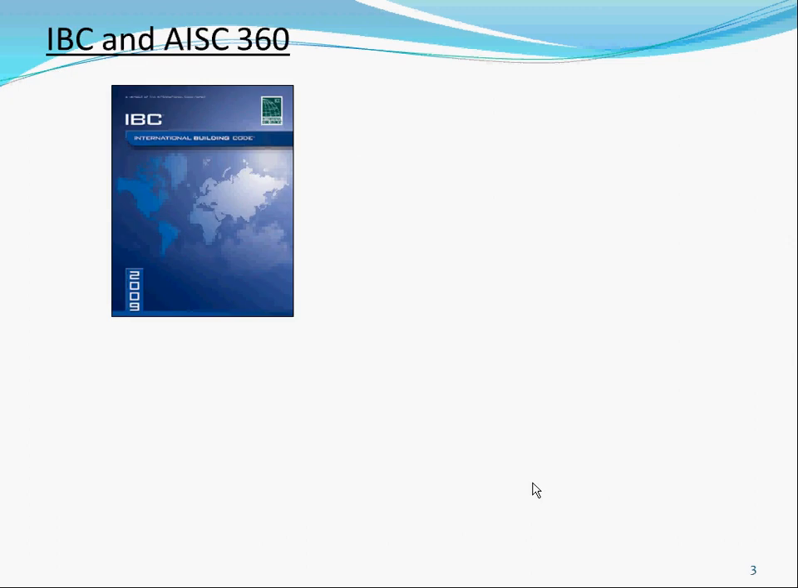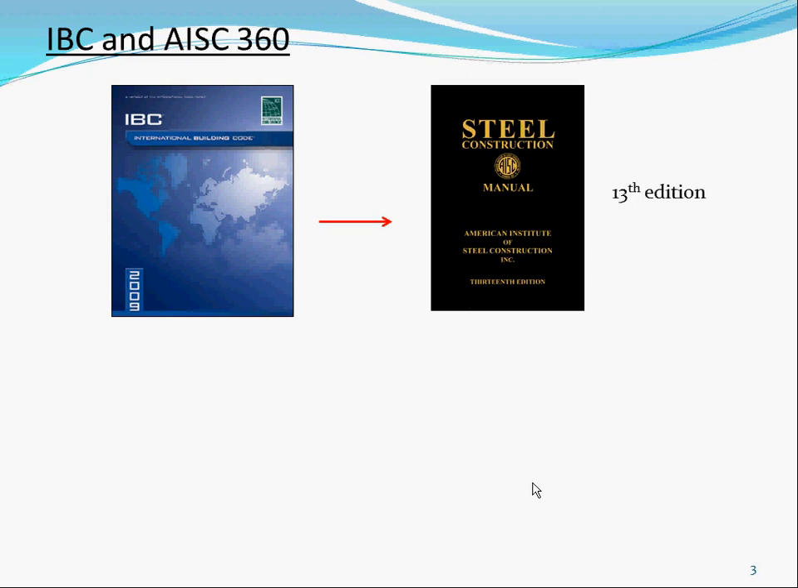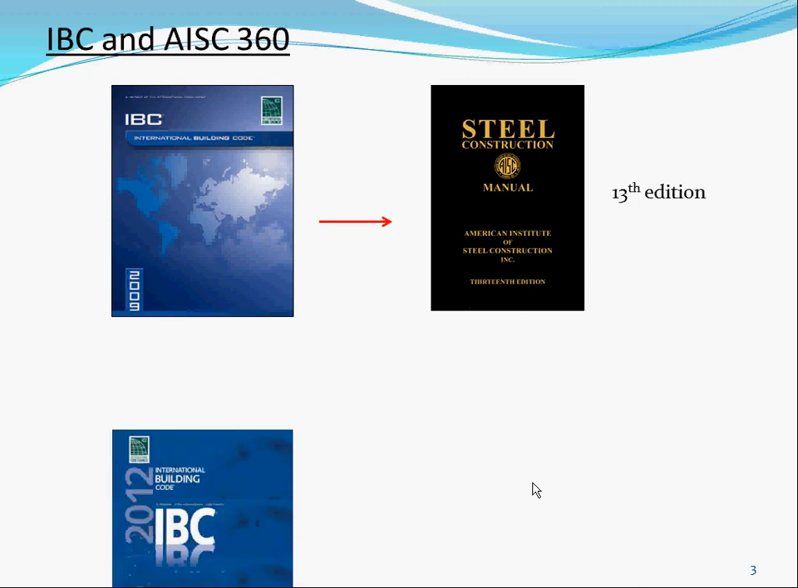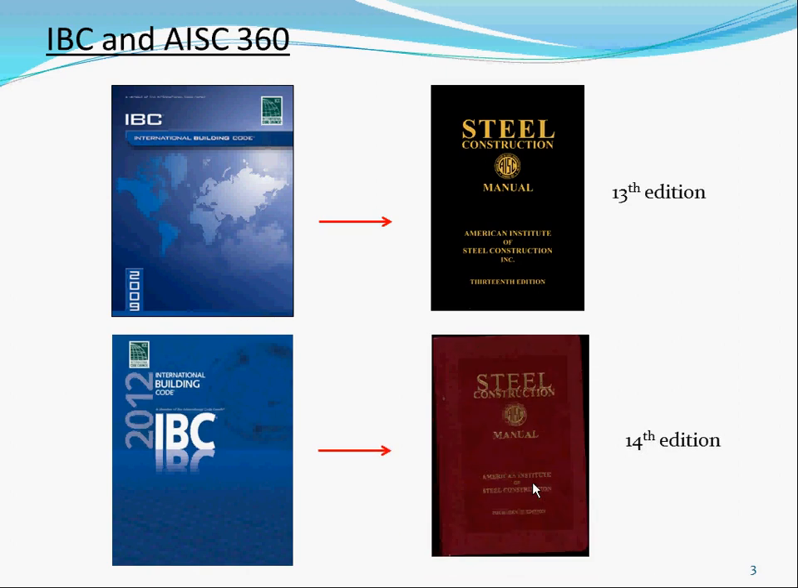Like I pointed out before, how the IBC and AISC 360 relate: the 2009 IBC references the 13th edition. The 2012 IBC references the 14th edition. So for those building jurisdictions that have not adopted the 2012, which a lot of them have not, they will be in the 13th edition. I believe California is starting to do the 2012 next year. So once they adopt it, the 14th edition comes into play.